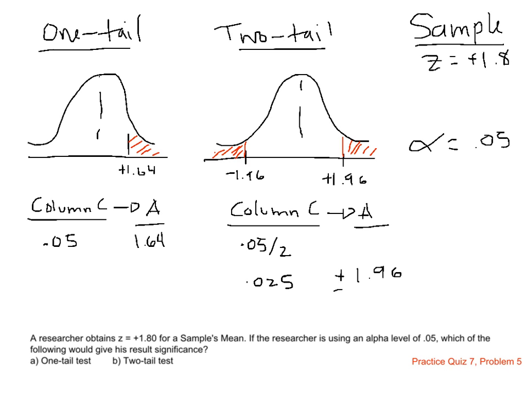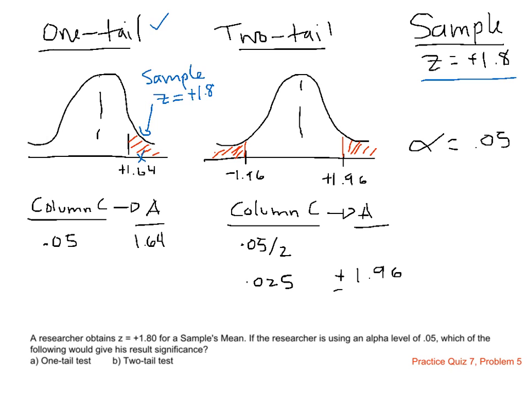And the last thing I'm going to do is locate this z-score of positive 1.8 on both of these graphs. Let me start with the one-tail. In the one-tail, I will estimate that it is here. My sample z-score of positive 1.8 would land inside the critical region. So for the one-tail, it works. It would give me significance since it's inside the critical region.